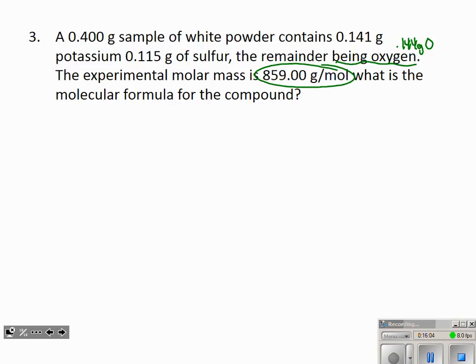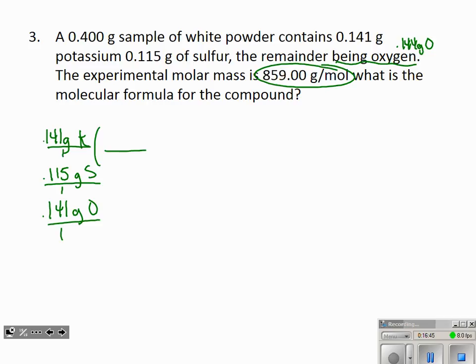In order to determine the molecular formula, we first need to get the empirical formula. So remember that the steps for finding empirical formula are to get moles for each of your substances in the compound. Once you have moles, divide all of the moles by the smallest number of moles and round those numbers to become subscripts. So we have 0.141 grams of potassium, 0.115 grams of sulfur, and we calculated earlier 0.144 grams of oxygen.